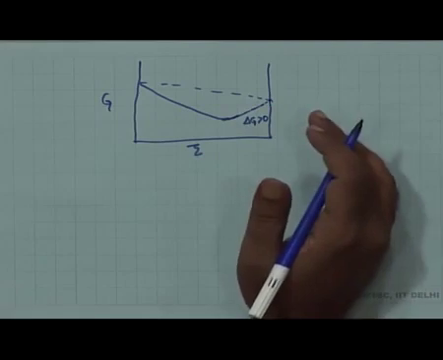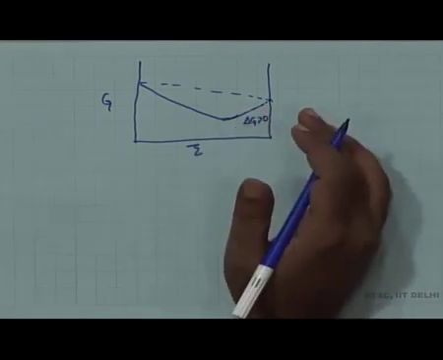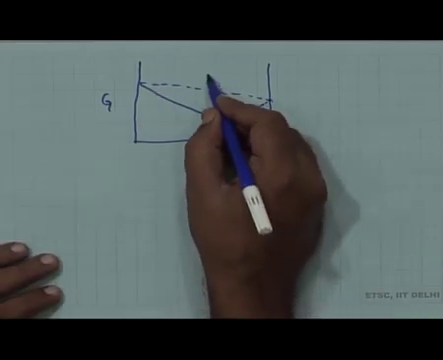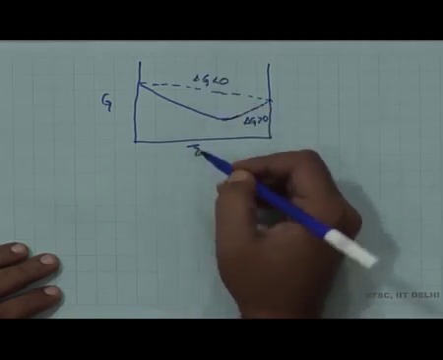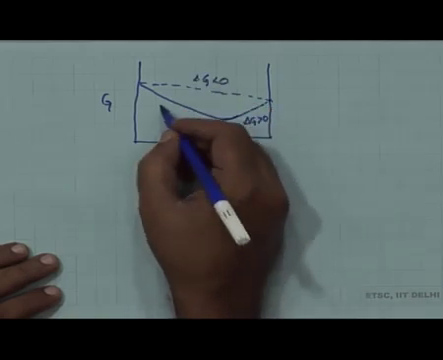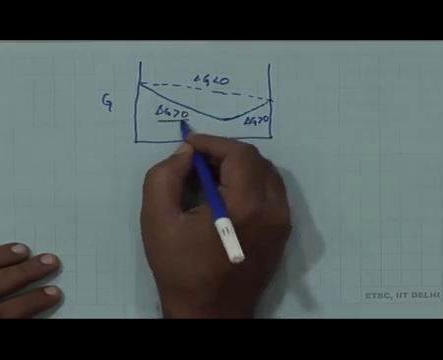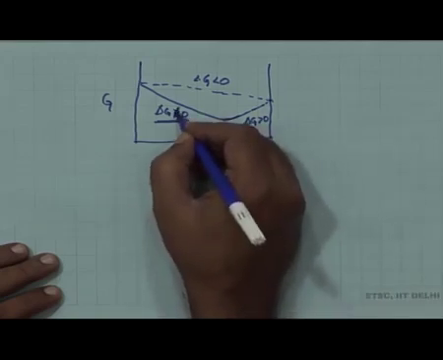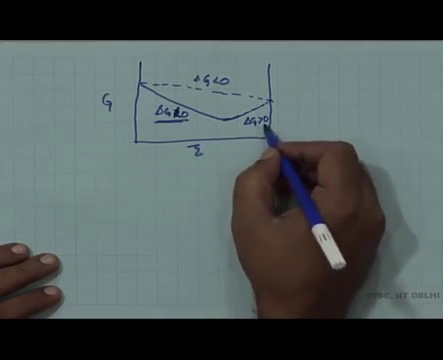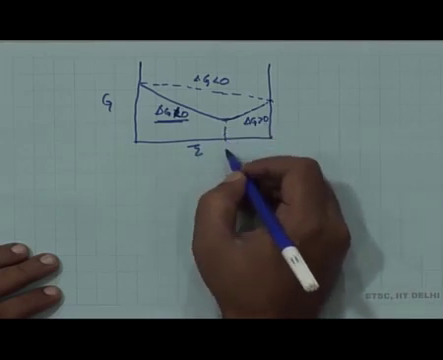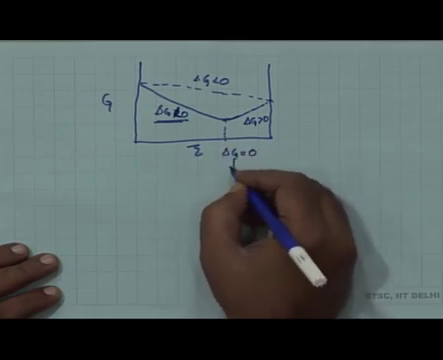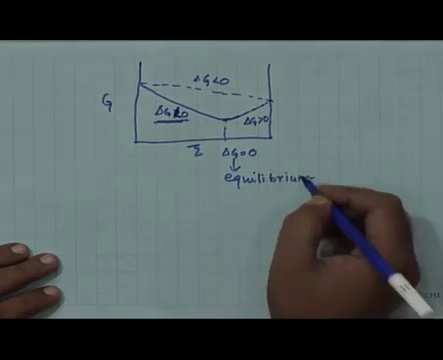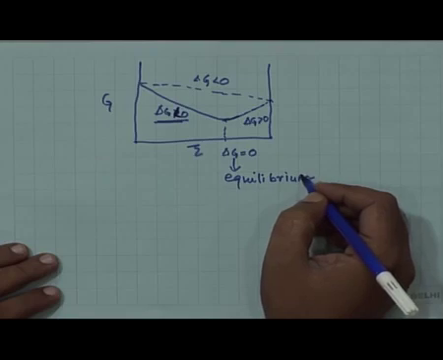If there is no effect of mixing, then we should expect that delta G should always be less than 0. But it is because of mixing you have two different regimes. In one regime delta G is less than 0, and in the other regime delta G is greater than 0, and this is the point when delta G is equal to 0, and this is your equilibrium point.